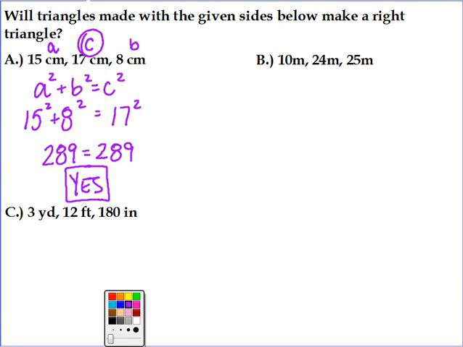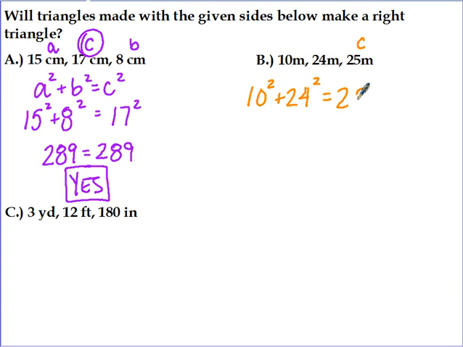So for the next one, my C has to be the biggest one, 25, and then I can make the other two A or B. So I'll have 10 squared plus 24 squared equals 25 squared. And again, I'm going to plug the left side into the calculator, and I get 676. And I plug in 25 squared into the calculator, and I get 625. They're not the same, so no, this is not a right triangle.